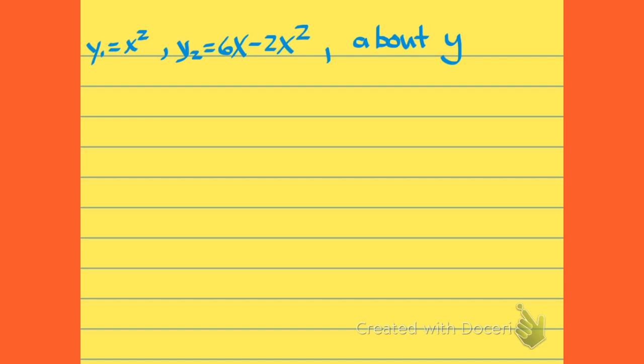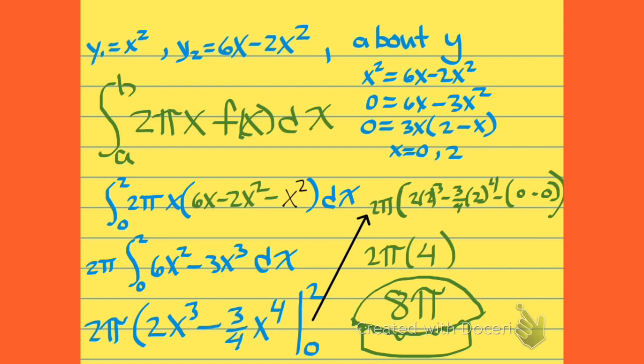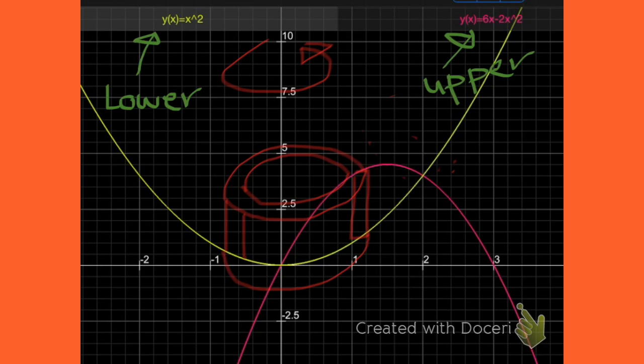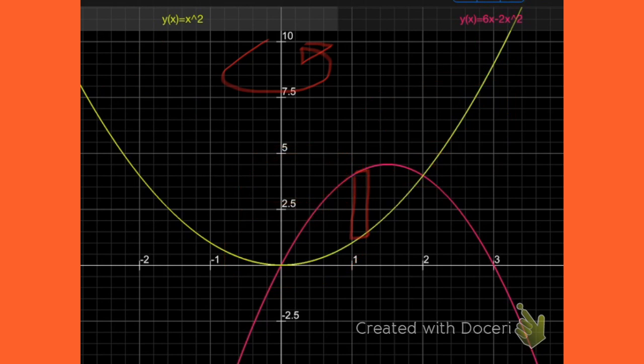So what we want to do is graph the two. It looks like our axis of spin is the y-axis. And that's our integration region. We sketched that to get an idea that we're integrating parallel to the axis of spin.